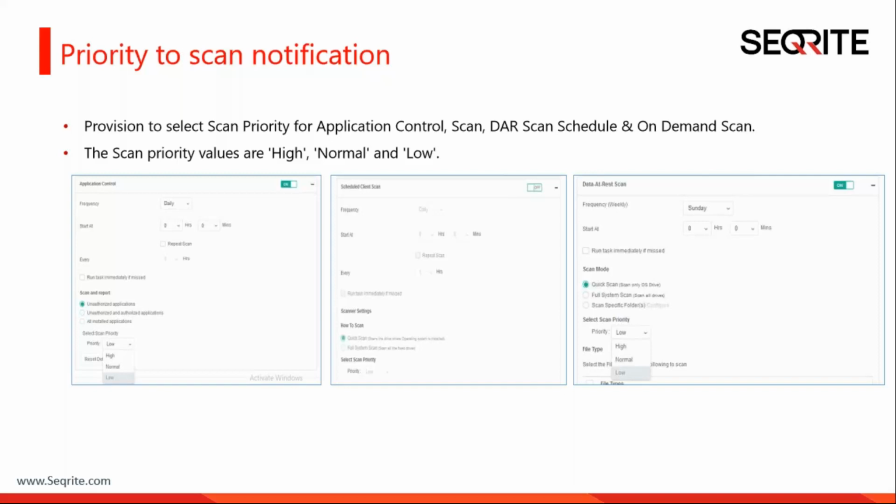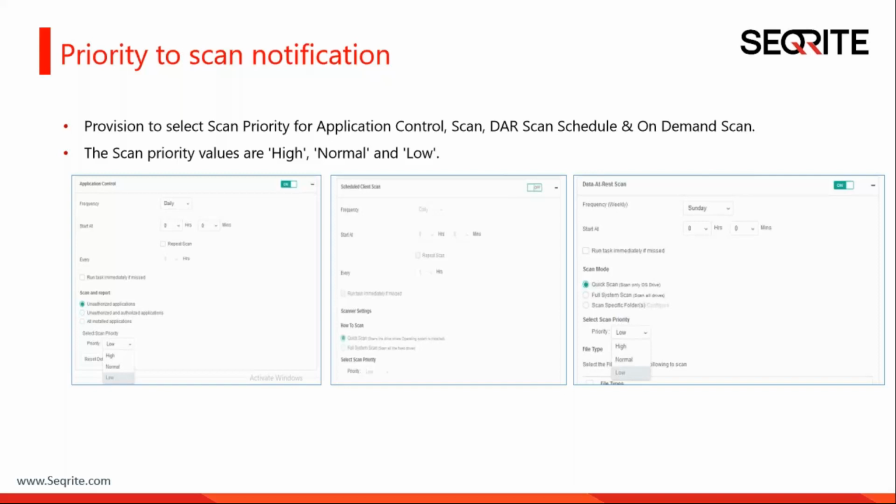We may send out an application control scan notification. We may send out a schedule scan notification. We may send out a data at rest scan notification. Whatever notification we are sending out, from now onwards, we can set a priority to that notification. Priority values are low, normal, high. If we set high priority for a notification, that particular scan setting will be executed at the client side first, and we will get the result in our reports.